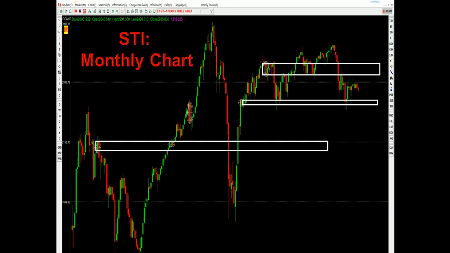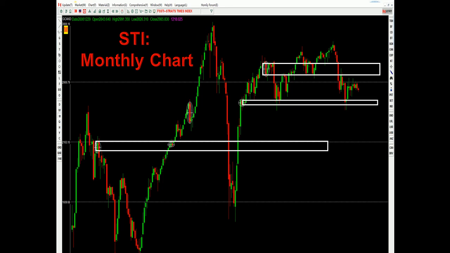Then we can see here, on the monthly chart of the STI index, this is the support and this is the resistance. Now the STI index is sideways during this period. If you see the price fall below the support, you should sell. If the price is sideways, you can buy low, sell high.